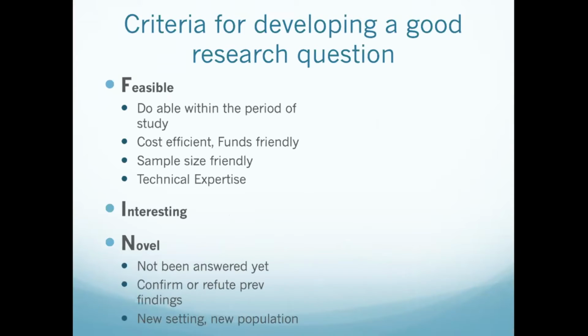And it must be novel. That means it must be a question that has not been answered yet, or it has not been answered yet in your particular setting or population. It must be done to either confirm or refute previous findings. It must be an ethical question. It must not endanger the particular population you're studying it on. It must be safe. It must be of social and scientific value.